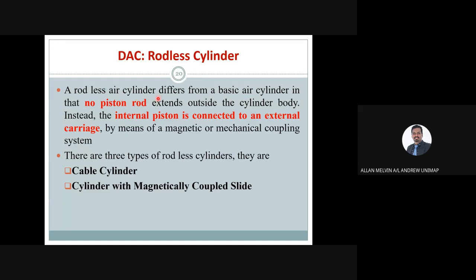So rodless air cylinder differs from a basic air cylinder in that there is no piston rod extension outside the cylinder body. So dia tak ada piston moving in or out of the cylinder body. Instead, the internal piston is connected to an external carriage by means of magnetic or mechanical coupling system. So kita akan tengok lah. So we have two types.